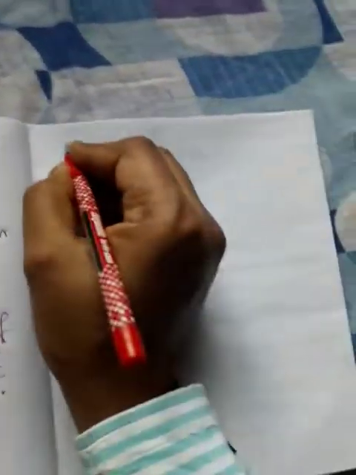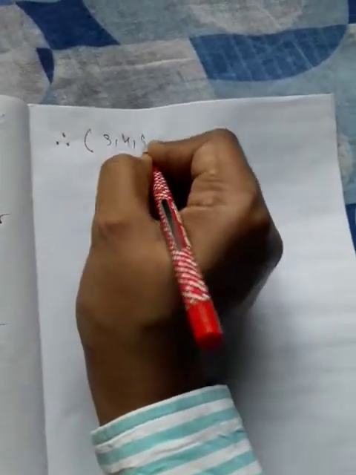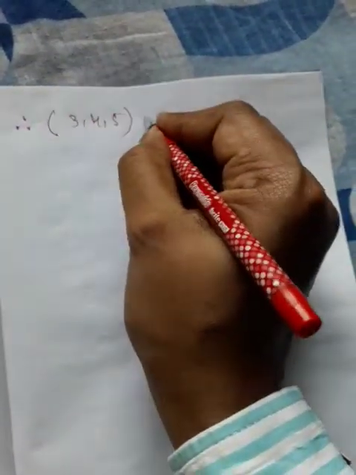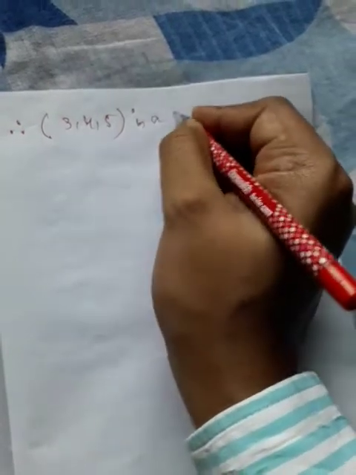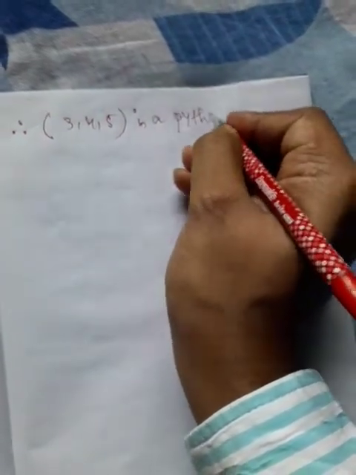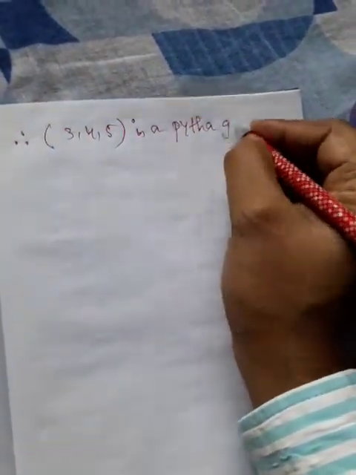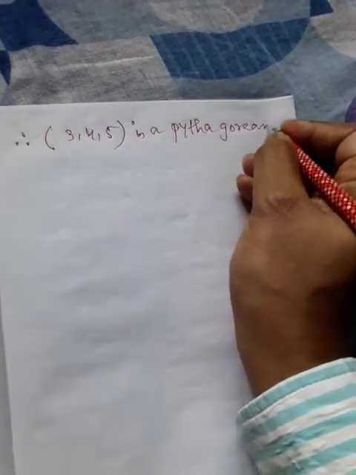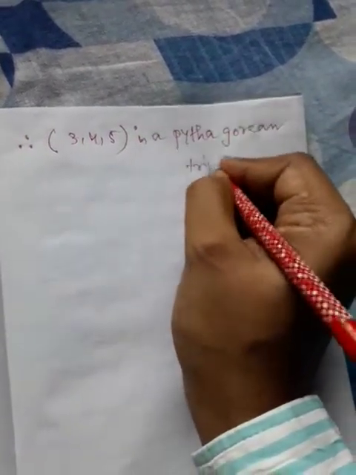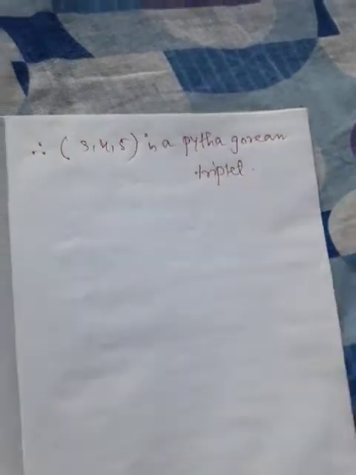Therefore 3, 4, 5 is a Pythagorean triplet.